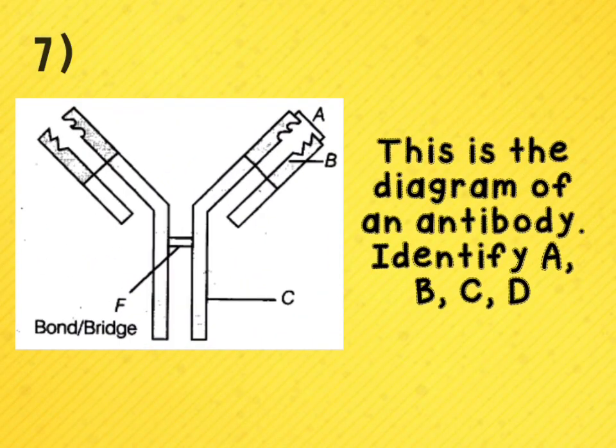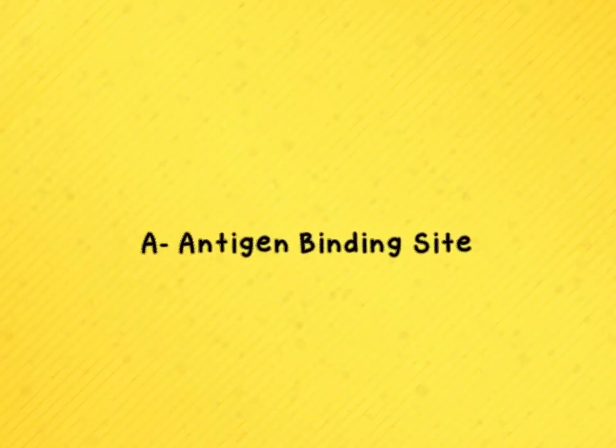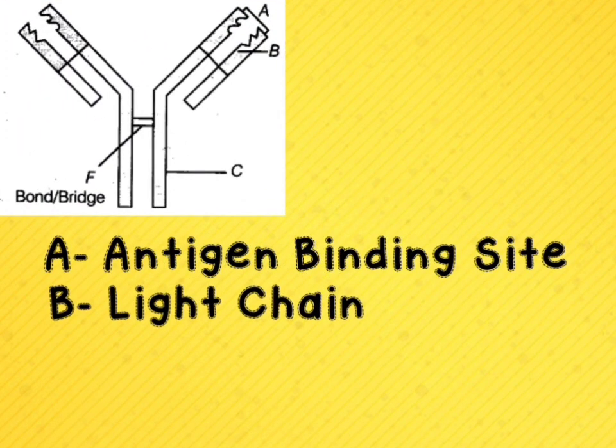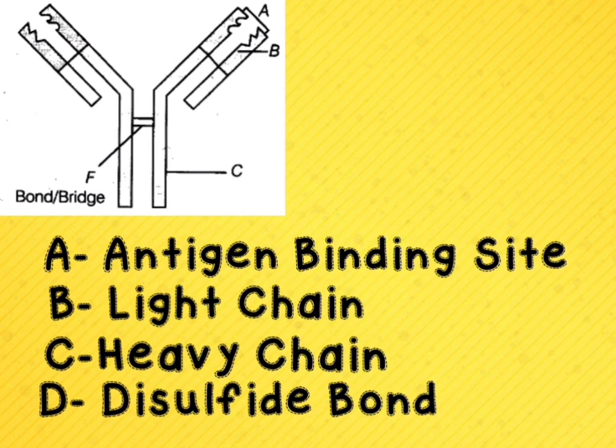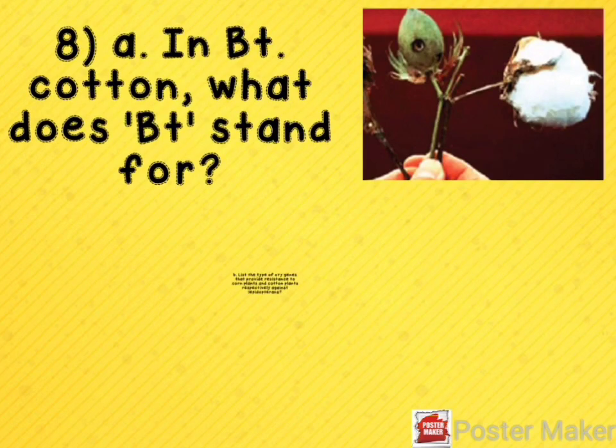Next is question 7. This is the diagram of an antibody. You have to identify points A, B, C and D. Or in the figure it is F. So here A is antigen binding site, B is the light chain, C is the heavy chain and D is disulfide bond. So these are the 4 main parts of an antibody molecule. Next is question number 8.